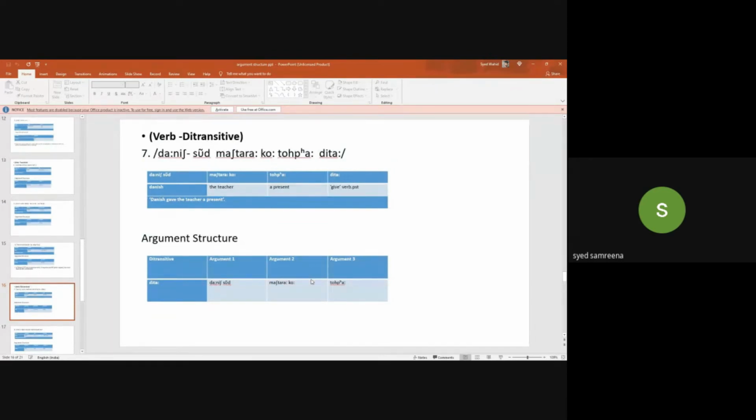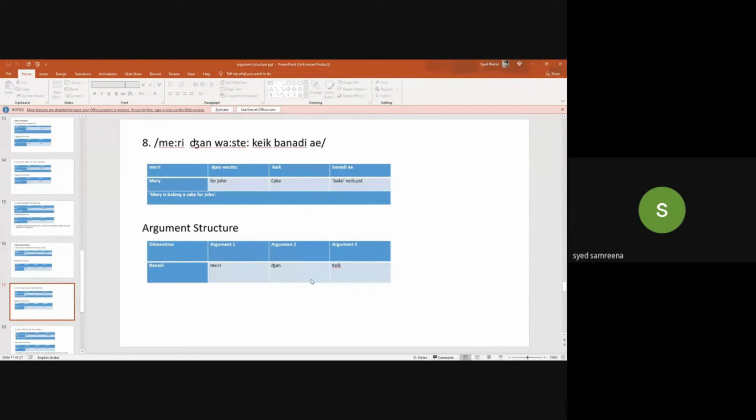Danish soon master ko tofa ditta. Here Danish gave the teacher a present. Argument structure: the verb ditta takes three arguments, subject argument, direct object and indirect object. Subject argument is Danish sun, and the direct and indirect arguments are master ko tofa.